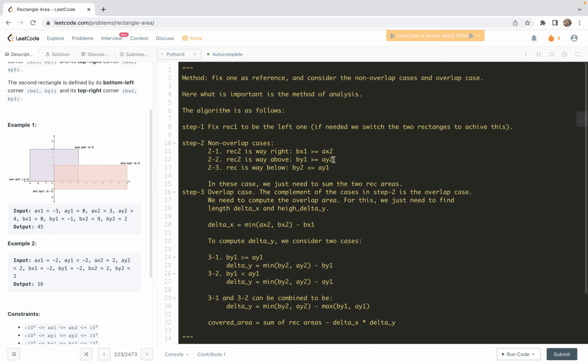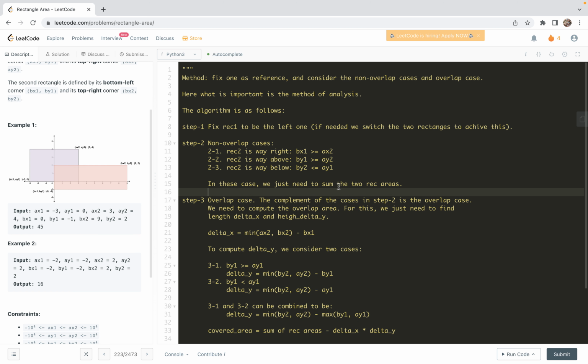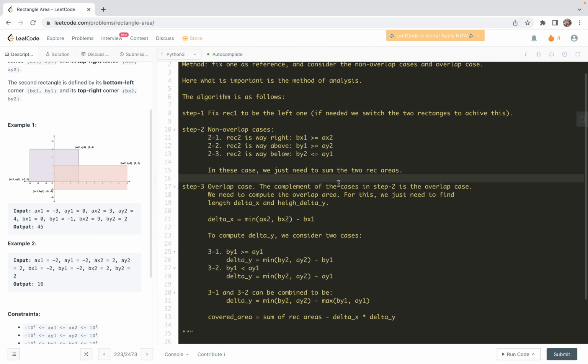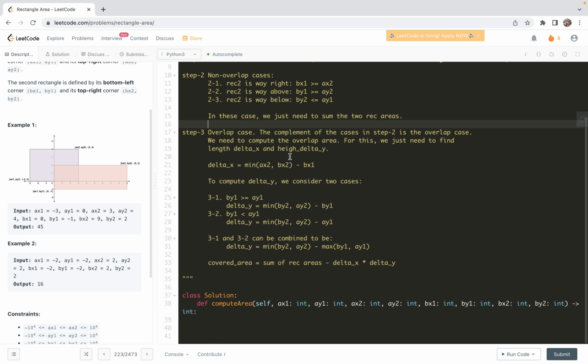The second case is that rectangle 2 is above. In other words, the smaller y coordinate for rectangle 2, that is by1, is no less than the larger y coordinate for the first rectangle, that is ay2. So this is the second case. The third case is that rectangle 2 is below. In other words, the higher y coordinate for rectangle 2, that is by2, is below the smaller y coordinate for rectangle 1, that is ay1. So this is step 2.